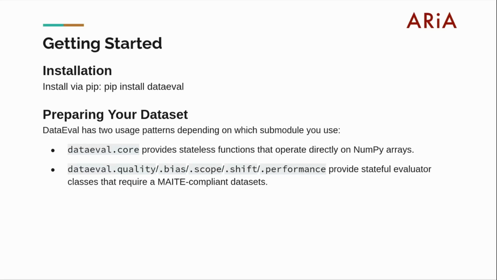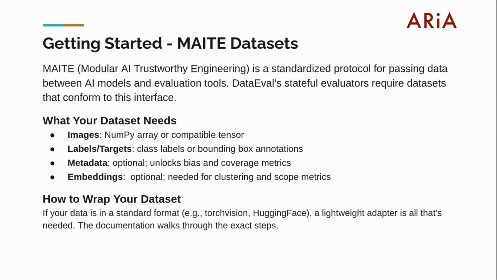And before you ask, what is a MATE compliant data set? I shall tell you. MATE stands for Modular AI Trustworthy Engineering. It's a standardized protocol for passing data between AI models and evaluation tools. It essentially says your data set needs to have images, labels and targets, metadata, and embeddings. DataEval provides instruction on how to wrap data into this more standard format. If you have a torchvision data set or a Hugging Face data set, there are wrappers to help you cross between those.